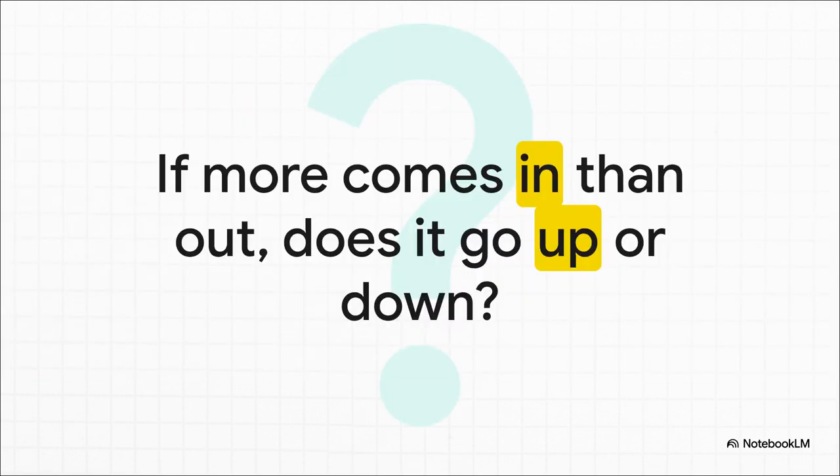Then, the episode does something really clever. It pauses for a moment of interaction. It directly asks, if more water comes in than goes out, does the water level go up or down? Framing this as a direct question is just a really smart teaching tactic. It's not actually about testing whether you know the obvious answer. It's about forcing the brain to actively map that relationship between input and output.